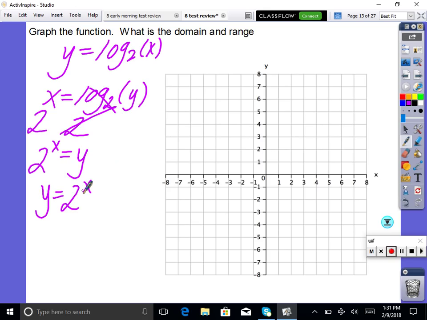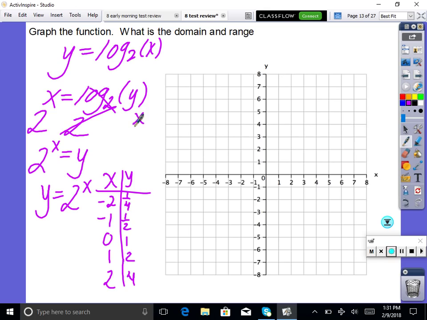We're not going to graph it though, but we're going to write down the x, y points: -2, -1, 0, 1, 2. I just picked some generic points around the origin. If I plug in -2, I get a fourth. If I plug in -1, I get a half. If I plug in 0, I get 1. If I plug in 1, I get 2. If I plug in 2, I get 4. Do not graph those points or you're graphing the exponential. We want to graph the log.